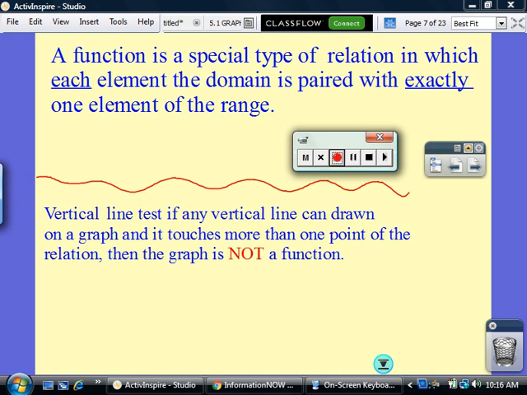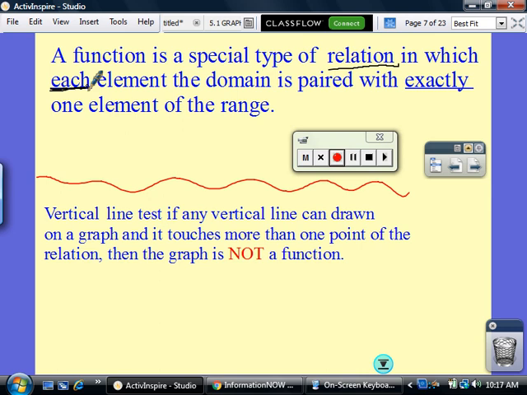Okay? A function is a special type of relation. So stop right there. What does this word mean? It's a set of ordered pairs, right? In which each, underline that word each. It's not the word one. It's the word each. If I said I was going to give each of you something, what does that mean? I'm just going to give one of you something?